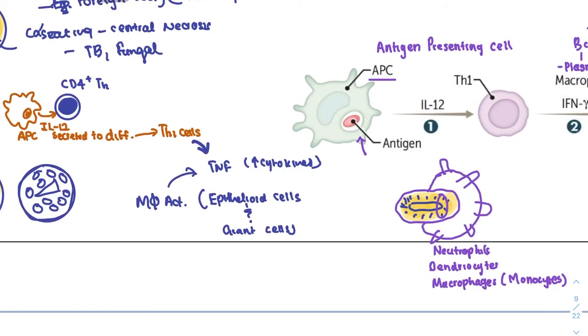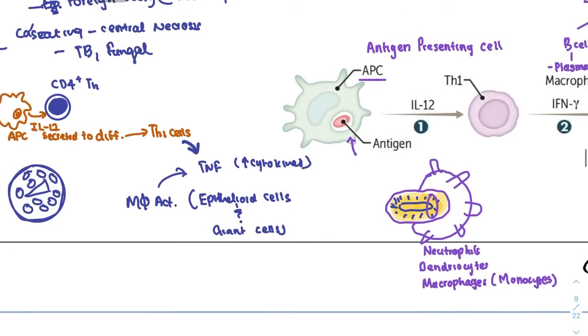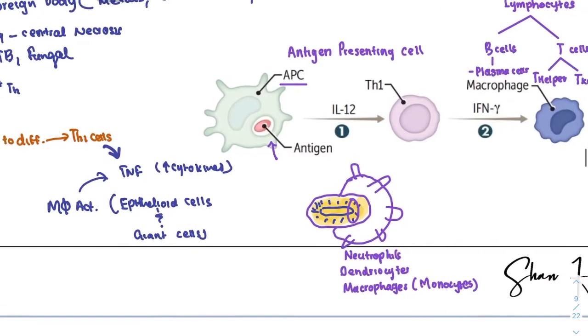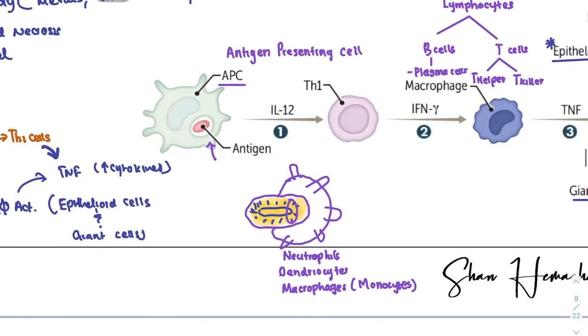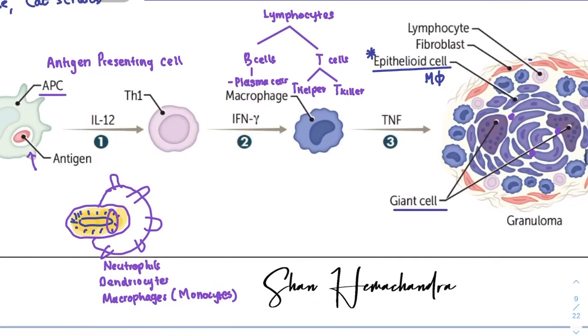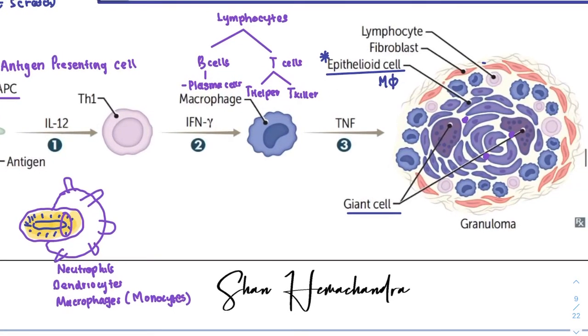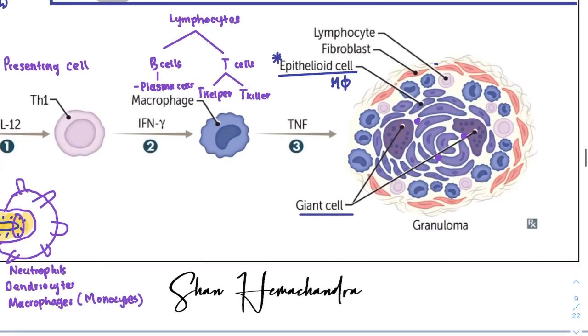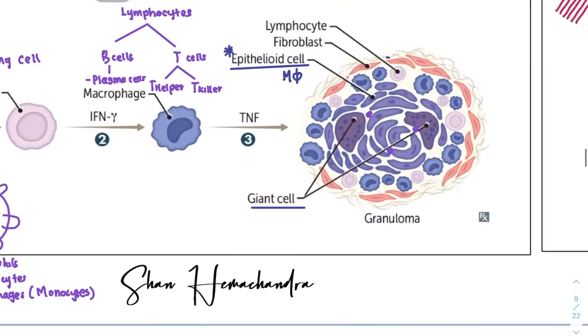Now what is T helper cells? They are basically the ones that call the others to come help in inflammation. T helper cells will release interferon gamma that is going to activate macrophages. This is very important. These macrophages become a type of cell called epithelioid.